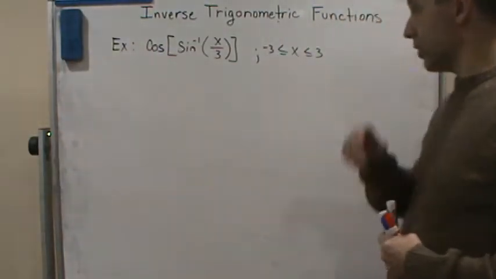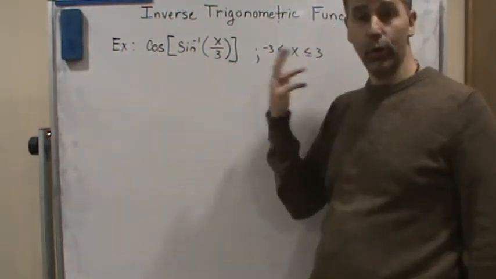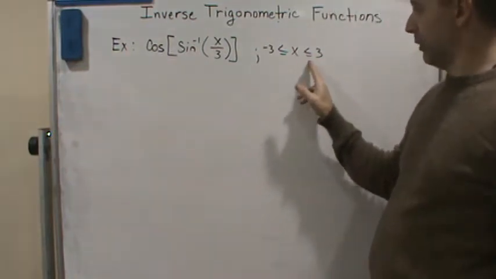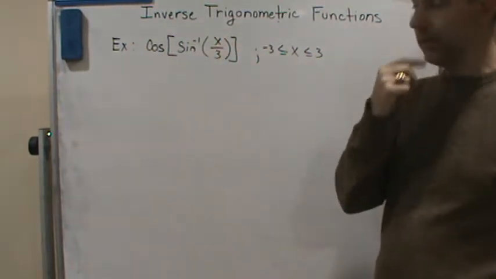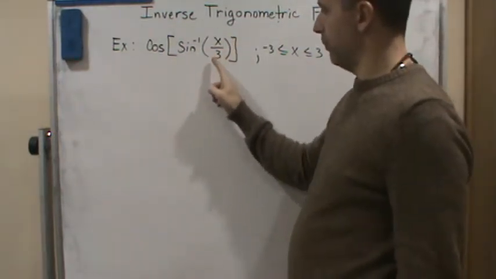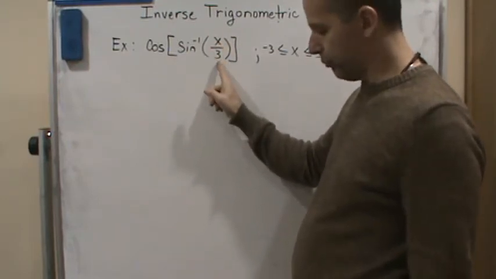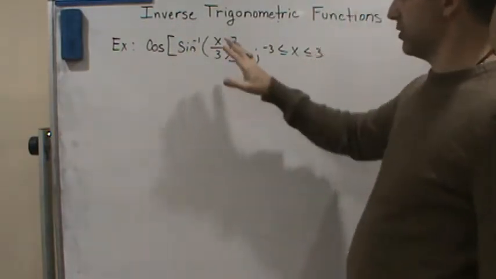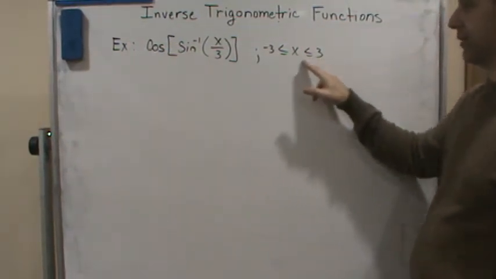Ready for another one? So now we're dealing with cosine and we have inverse sine on the inside. So again, we're going to work this the same way that we've been doing before. Now the one difference is they're putting x in here, some variable x. But again, this whole thing is the angle, and this is the ratio, and this is the values of x that we're defining this for.